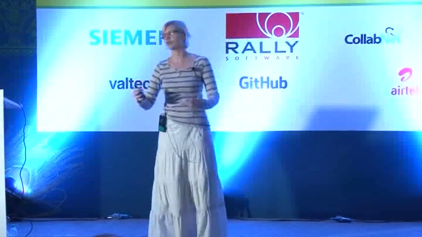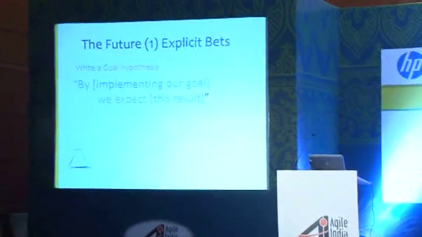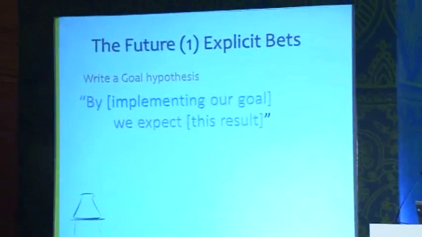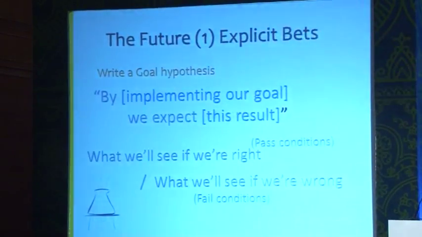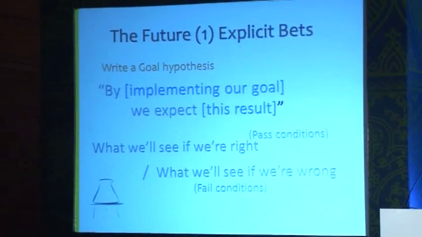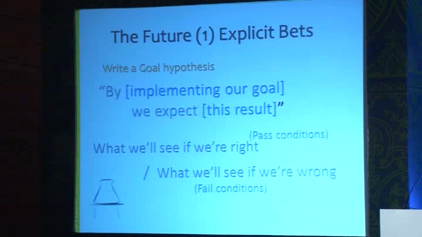Write a goal hypothesis. By implementing our goal, for example, writing a test harness, we expect this result. We expect to catch bugs earlier. We expect to catch them before we release them, in fact. What we'll see if we're right, so those are the pass conditions, and what we'll see if we're wrong, the fail. If we're right, then when we write the test harness, we will probably be fixing more bugs in sprint. It will probably take us a little bit longer. On the other hand, we'll probably have a happy client.